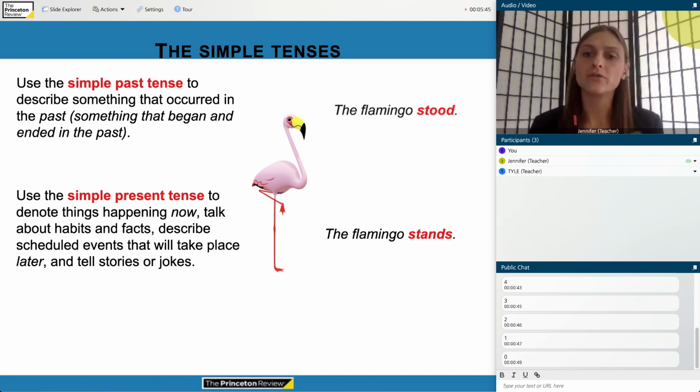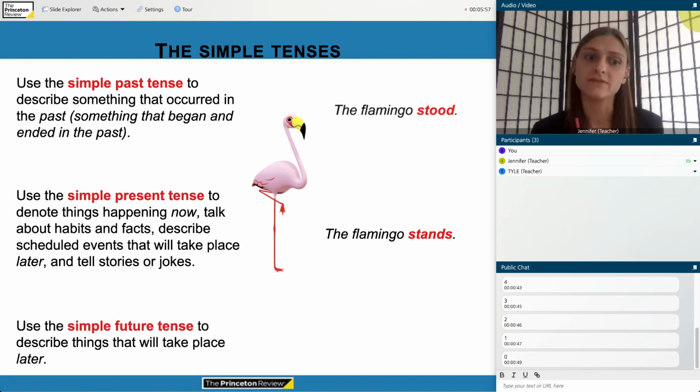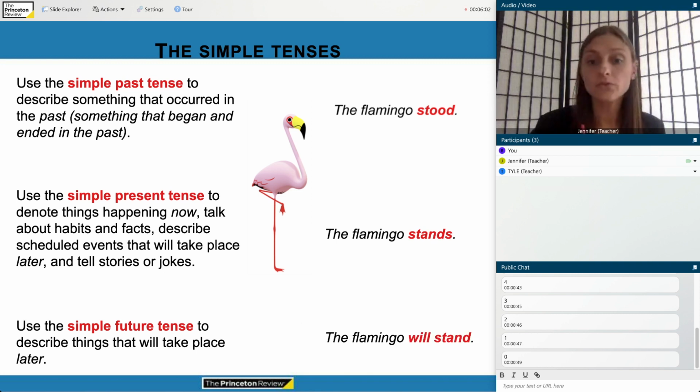So normal third person singular, you would just add the s, like the flamingo stands. You could say I stand, you stand, we stand, they stand. And our last simple tense is the simple future tense. It just talks about something that's going to happen later on. So you might have guessed, the flamingo will stand.